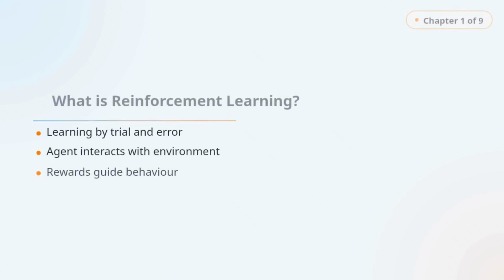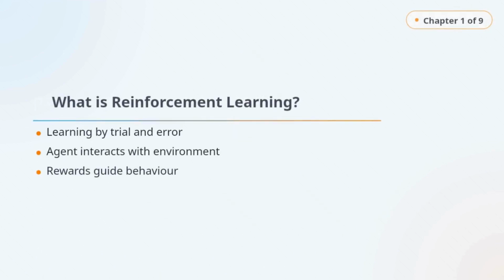Reinforcement learning is a type of machine learning where an agent learns by interacting with an environment. Instead of being told the correct answer directly, the agent tries different actions and receives rewards or penalties. Over time, it learns which actions lead to better outcomes. In simple words, RL is about learning what to do by experiencing the consequences.